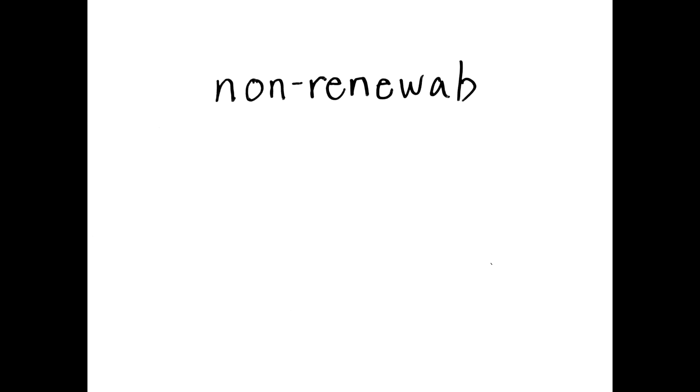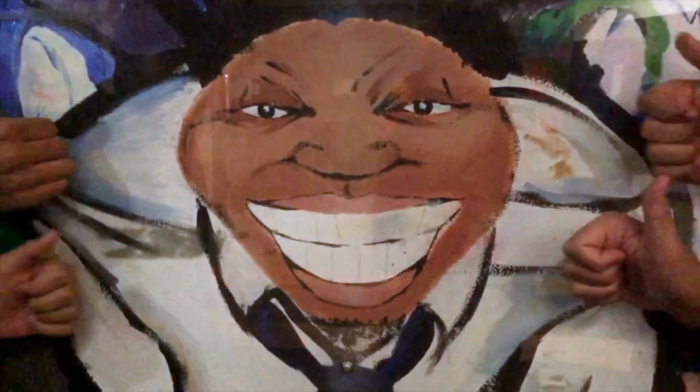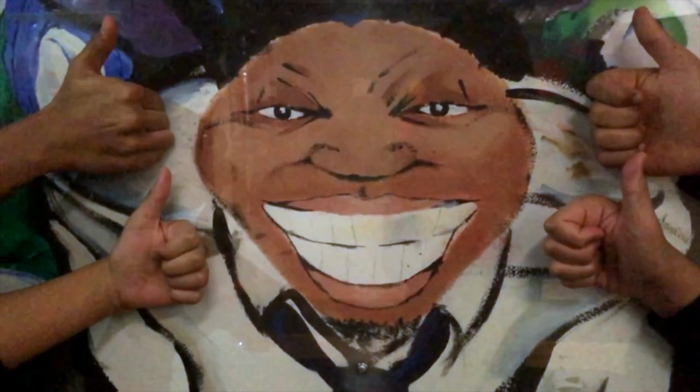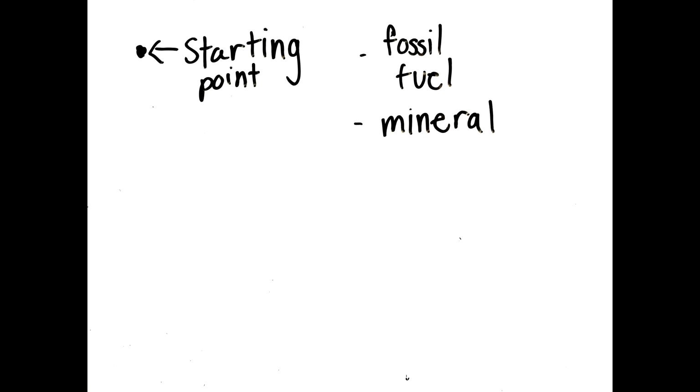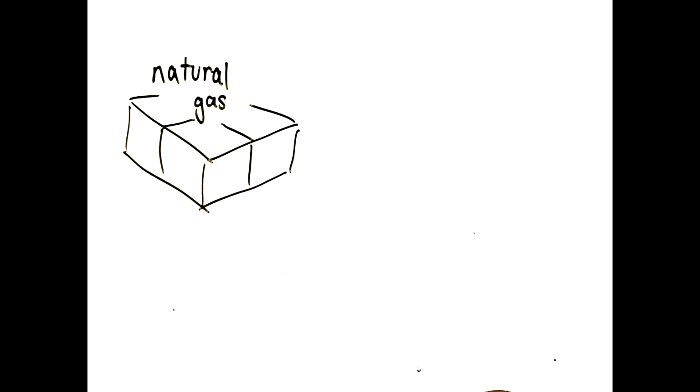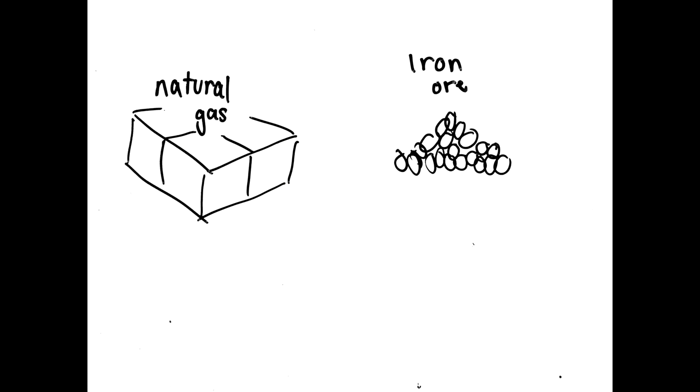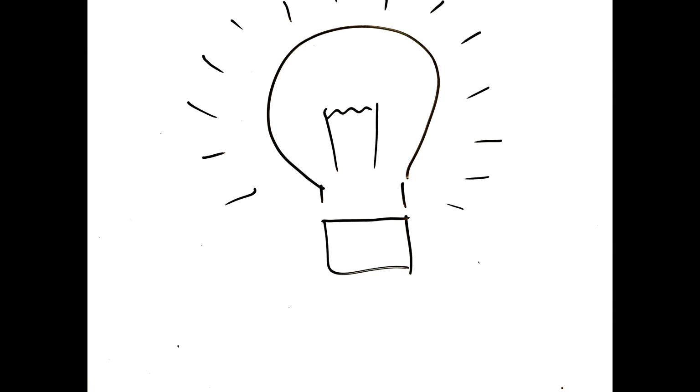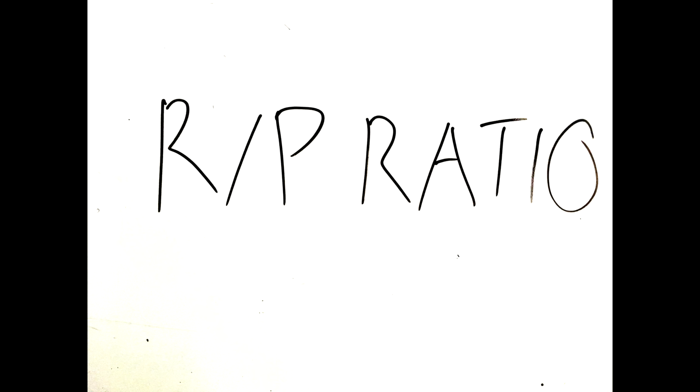This video will inform you how to manage non-renewable resources successfully. A good starting point in managing any resource is knowing how much of the resource we actually have. We could talk about billions of cubic meters of natural gas and millions of tons of iron ore, but to non-experts, these numbers are almost meaningless. It is much more understandable to use the R/P ratio.